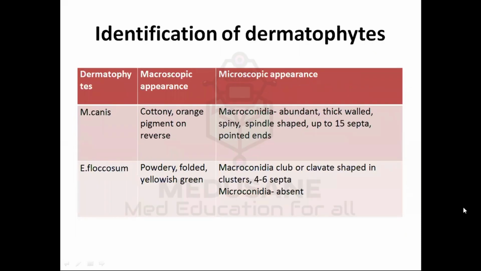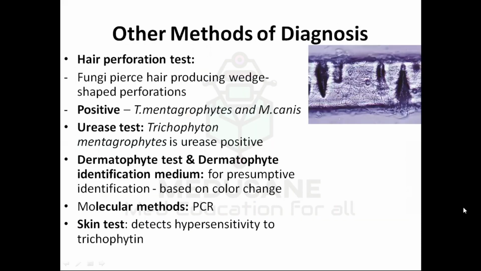So I will explain the same thing that I have displayed here. So what are the other methods of diagnosis? There is a hair perforation test. After plucking the hair, put it in the petri dish, add some water, add some yeast extract, close the petri dish and incubate at a lower temperature. The next day, we can see the wedge-shaped appearance in the hair. Okay, so this is one of the tests, and we also do the urease test, which is positive for Trichophyton mentagrophytes, a dermatophyte, and molecular methods like PCR, and skin test also we can do, because it can detect hypersensitivity to the trichophytin.